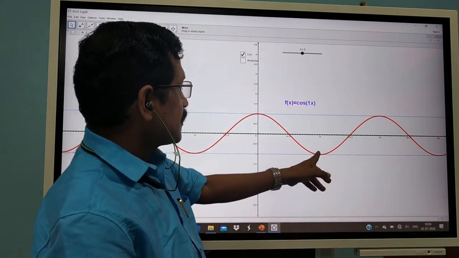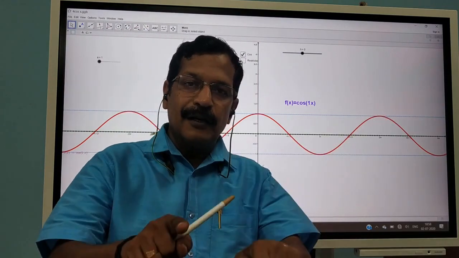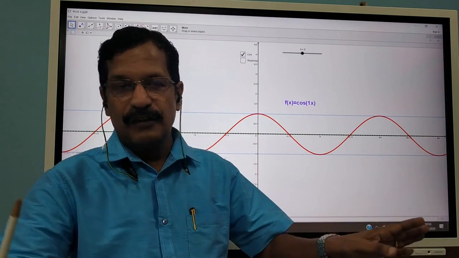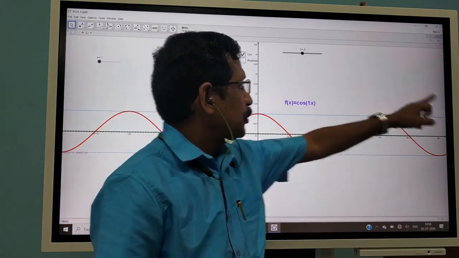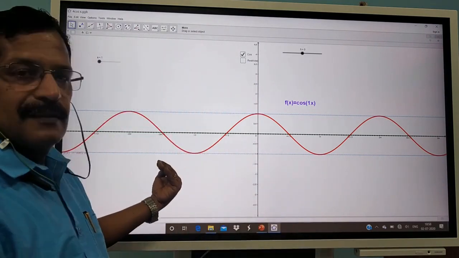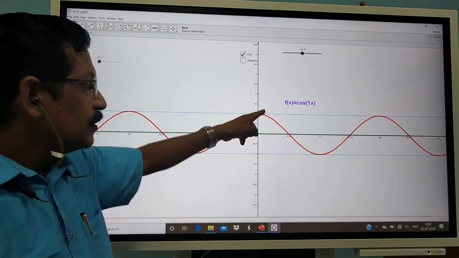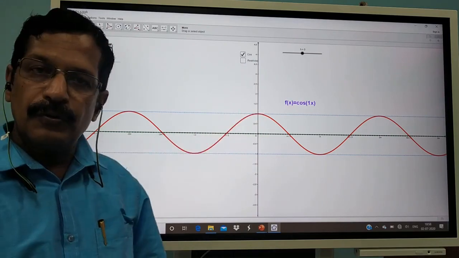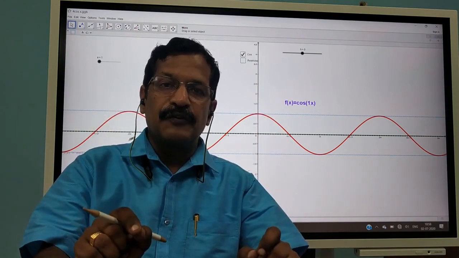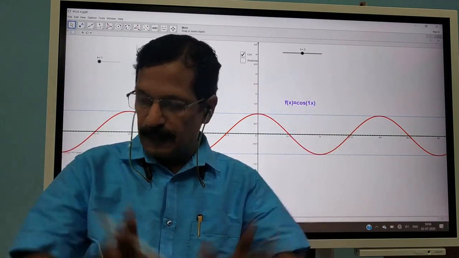Otherwise, if you restrict the domain to pi to 2 pi, then also the function is 1-1 and onto, hence invertible. If you restrict it to 2 pi to 3 pi, then also it is 1-1 and onto. Or in the same case in the negative branches, -pi to 0, the function is 1-1 and onto. So in all these branches, the function f of x is equal to cos x is a bijection, hence invertible.